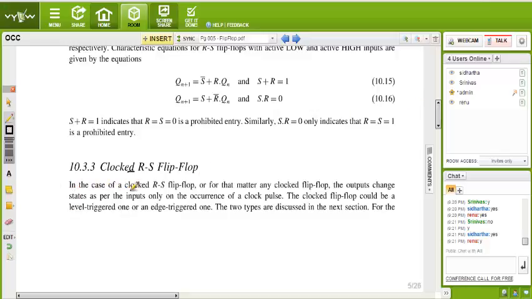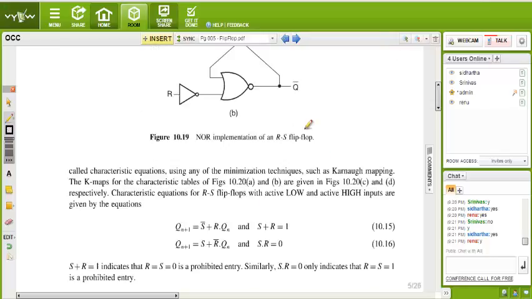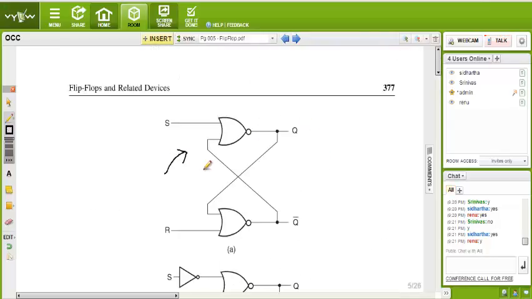See, in the case of a clocked RS flip flop, or for that matter any clocked flip flop, the output changes state as per the inputs only on the occurrence of clock pulses. In a latch no clock is given, so any time the input is 1 or 0, the operation is running. But when we introduce an additional clock input for both the gates, the operation only runs when the clock has arrived.